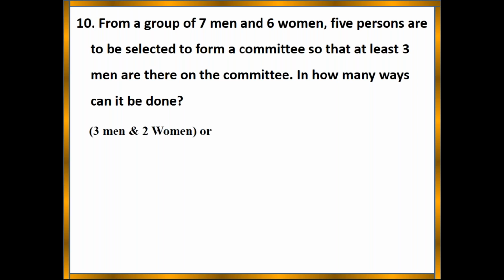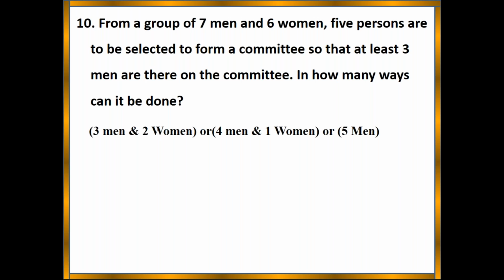Or 4 men, then only 1 woman. That is the 5 member committee. At least means minimum 3, that may be 4 or 5. Or 5 men, then 0 women. They are not giving any condition about women, but they clearly mention that minimum 3 men are there. Minimum 3 means that may be 3, 4, or 5. And means into, or means plus.